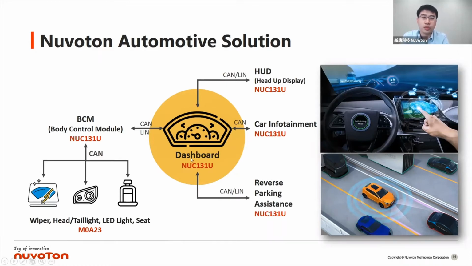And of course, the dashboard maybe will connect to the BCM, the body control module, by LIN or CAN interface. And the BCM, body control, would connect to other devices like the wiper, headlight, LED light, or state control. In this case, for the body control module, I would like to introduce our new microcontroller, M0A23. This is our new microcontroller, which is very suitable for automotive applications. So today I would like to introduce two of them, the NUC131U and the M0A23 microcontroller for you.